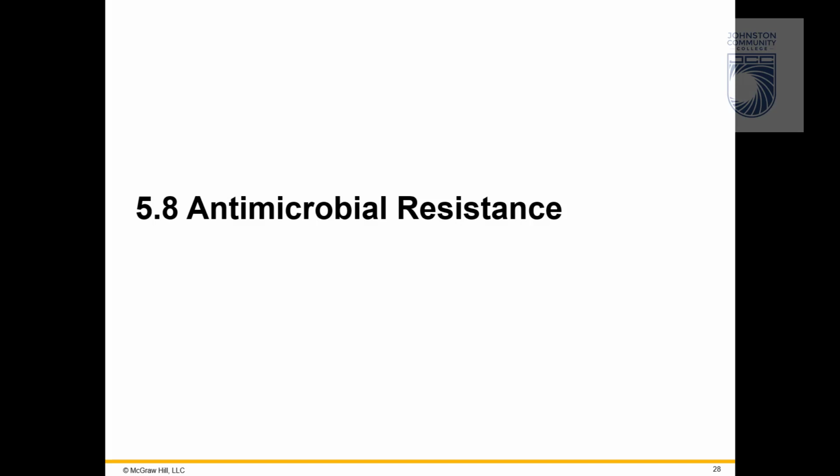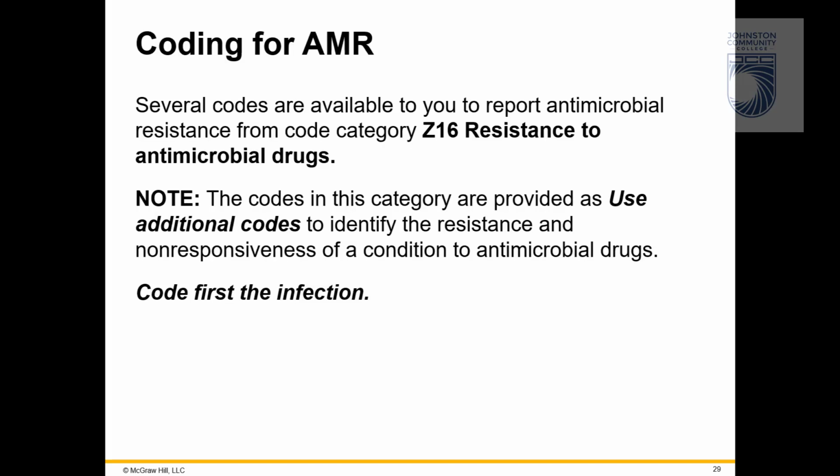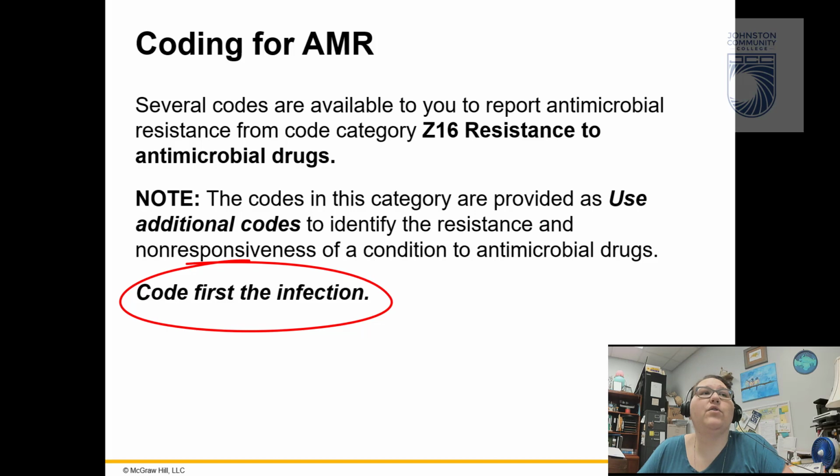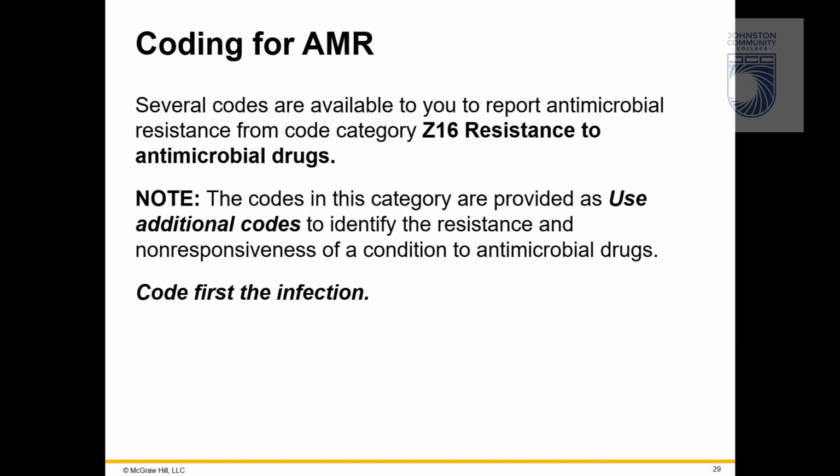Antimicrobial resistance. Coding for AMR, there are several codes available to you to report antimicrobial resistance from code category Z16, resistance to antimicrobial drugs. Please note, the codes in this category are provided as use additional codes to identify the resistance and non-responsiveness of a condition to antimicrobial drugs. Code first the infection. That infection should be your primary code, followed by your resistance code.